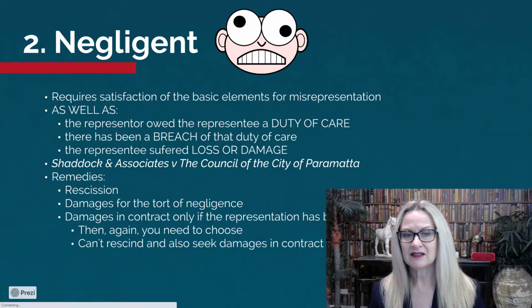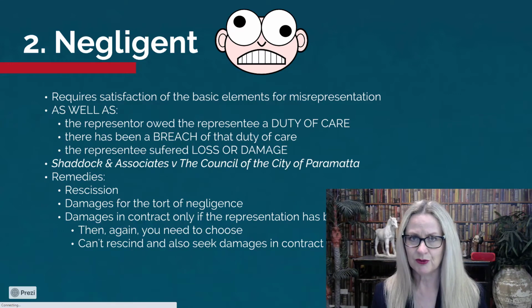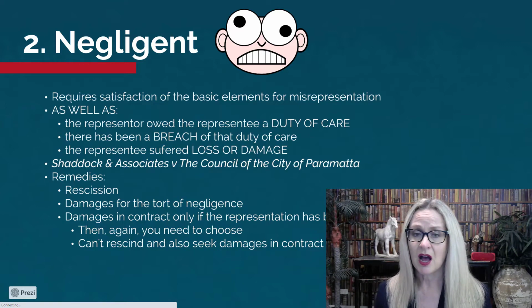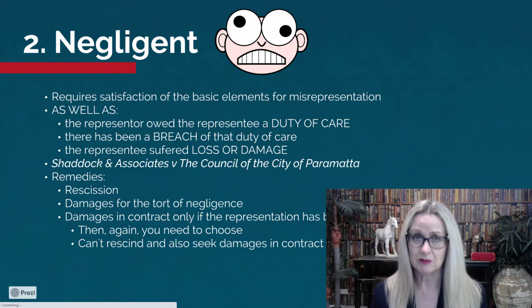The main case that is usually cited for negligent misrepresentation is Shaddock and the Council of the City of Parramatta. It was an unfortunate case where some people approached the council for information about a property as to whether it was affected by road widening proposals. The council said, nope, you're all good, the property is not affected by any road widening proposals, and you guessed it, it was so affected.